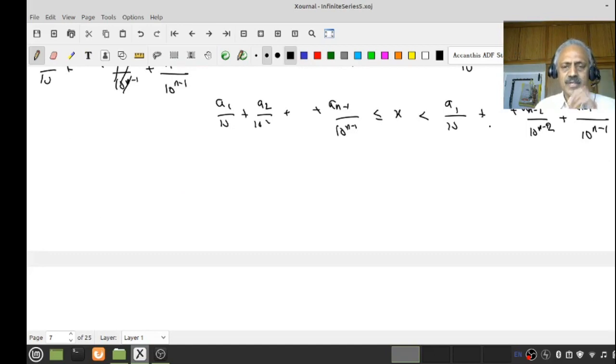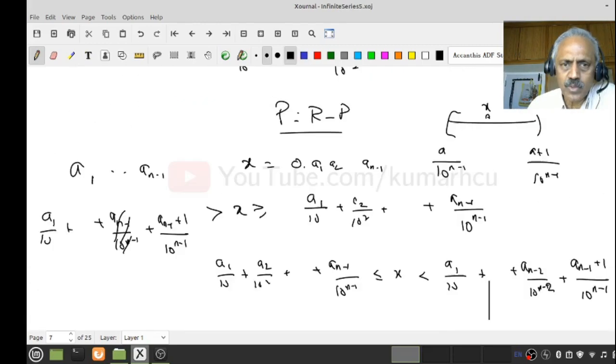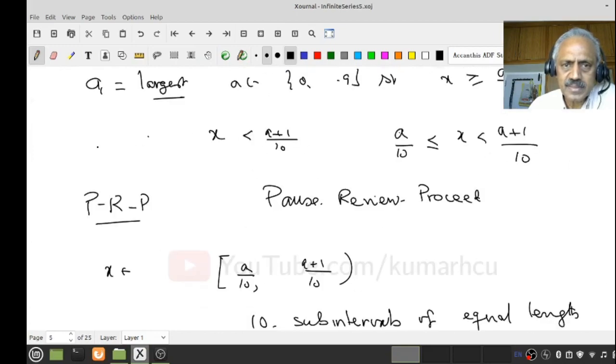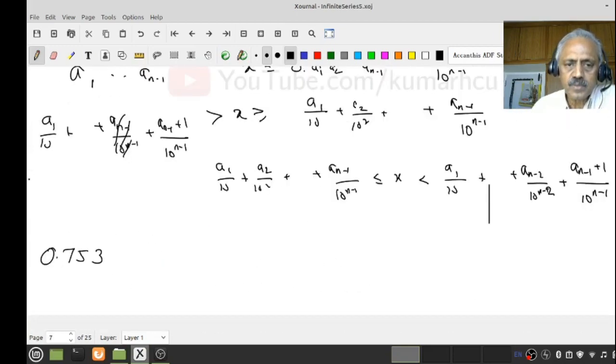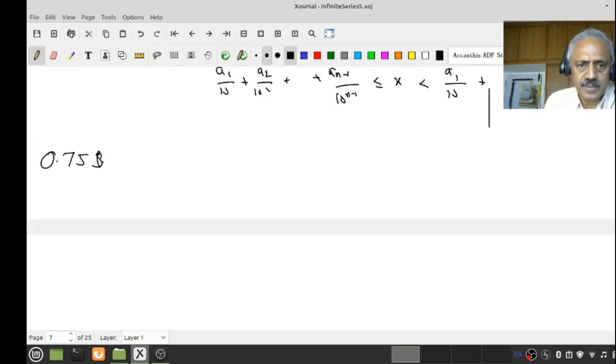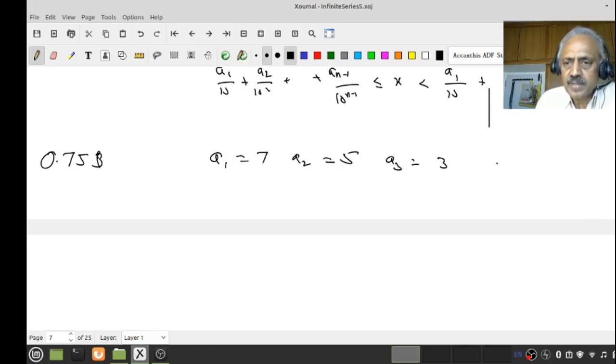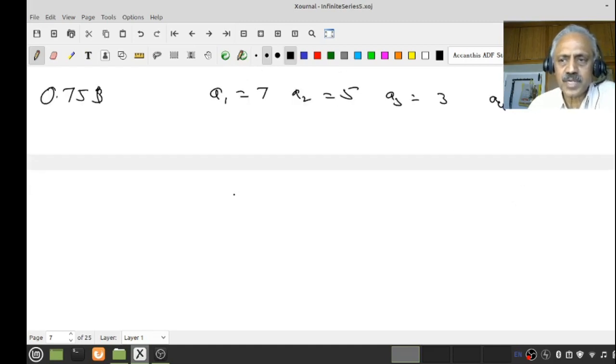So what do you think I would do? For example, for 0.753, or I don't remember, 7.1, I do that. So what will happen to this? My A1 is 7, A2 is 5, A3 will be 3 and A4 will be 0, and so on.